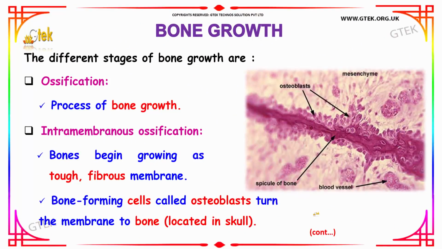First, we are going to see about bone growth. The different stages of the bone growth are as follows. The process of bone growth is known as ossification, and ossification will lead to the growth of bone in an infant.